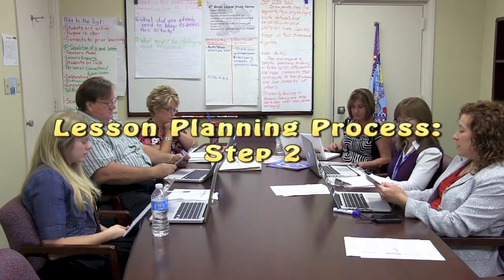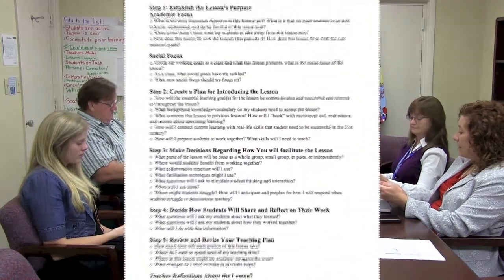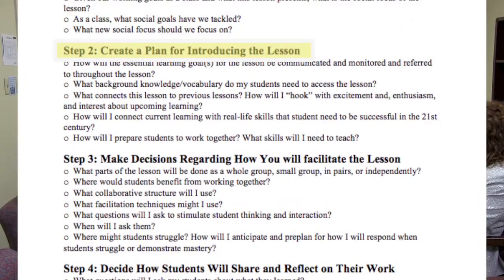How will the essential learning goal for the lesson be communicated and monitored, referred to throughout the lesson? What background knowledge, vocabulary do my students need to access the lesson? What connects this lesson to previous lessons? And how will I hook with excitement and enthusiasm and interest about upcoming learning? How will I connect current learning with real life skills that students need to be successful in the 21st century? And how will I prepare students to work together? So that's our next step for introducing the lesson.